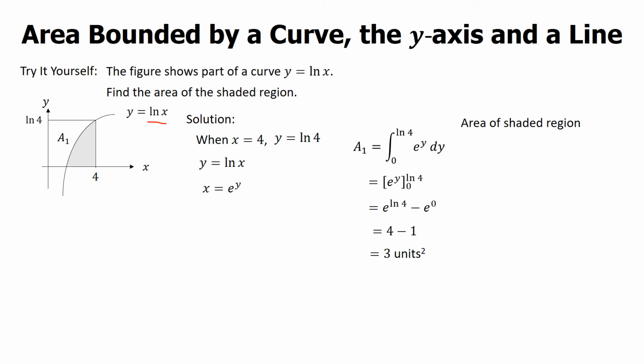So to get the area of the shaded region, it is the area of the rectangle minus A1. So do you see the rectangle? This is the rectangle.